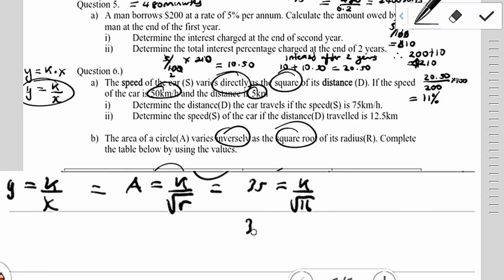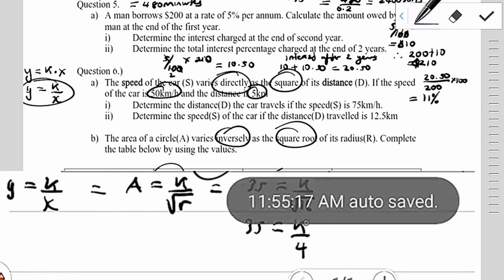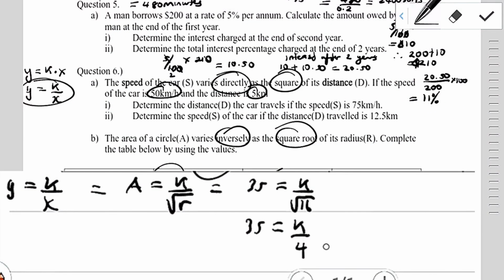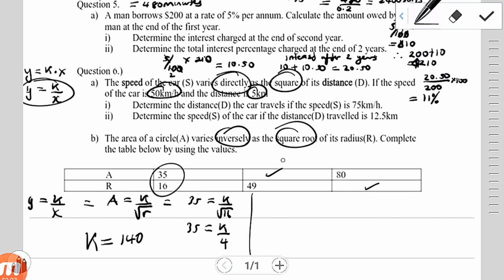So naturally here, 35 is equal to K divided by the square root of 16, which in this case is 4. So my students will know that when the unknown variable is at the top, then we simply multiply. So then therefore we end up with a K value here of 35 times 4, which is in fact 140.